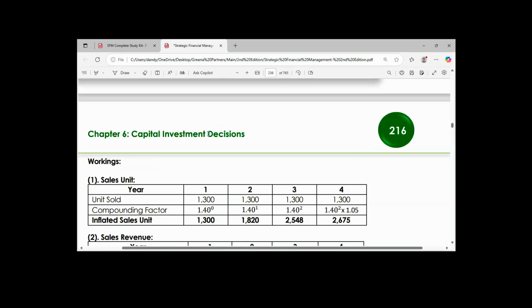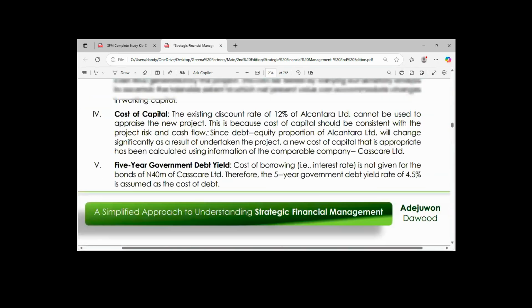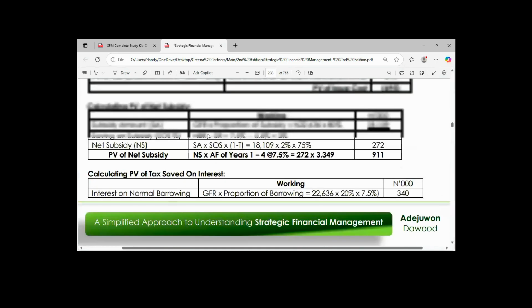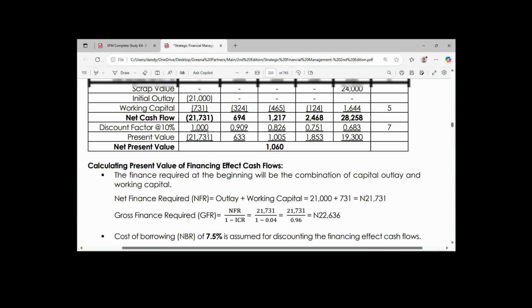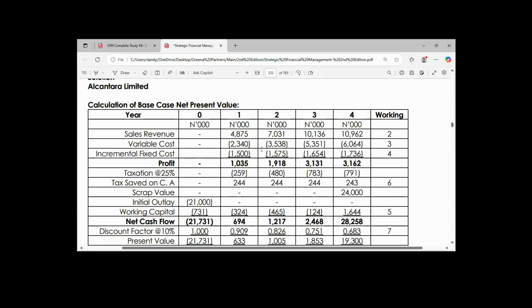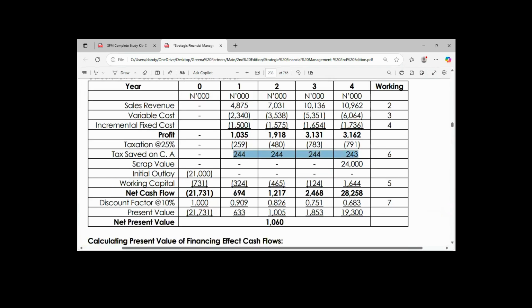So let's just go and indicate the tax saved on capital allowance. Okay. Now this is it. That's the tax saved on capital allowance for each year. Then the next thing we are going to do is to indicate the scrap value. You know, you have a format, all right? So you indicate the scrap value. We are told that the project will be sold to young investors at 24 million naira. That is 24 million naira in year 4.